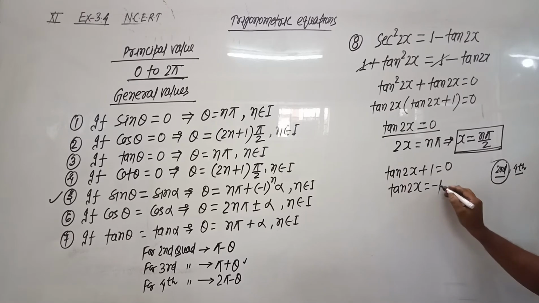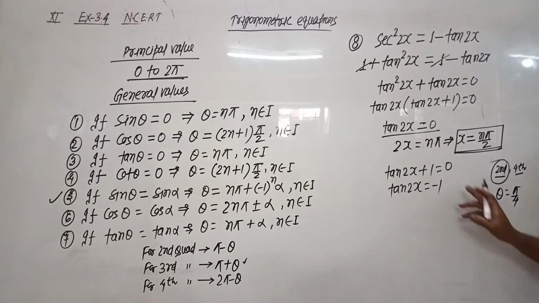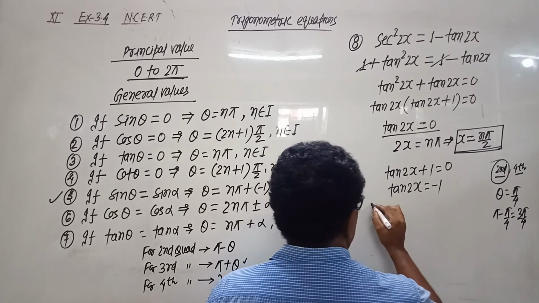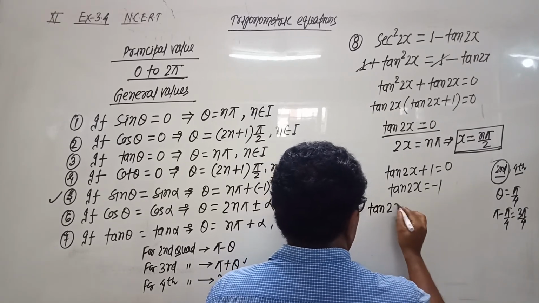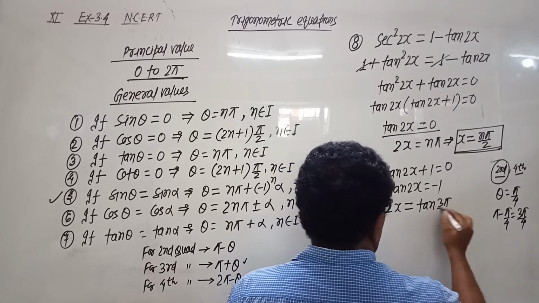So the value of theta, meaning 2x, is pi by 4, the positive value. The value of tan pi by 4 is 1. And for the second quadrant, we use the formula pi minus theta. So pi minus pi by 4 gives us 3 pi by 4. So tan 2x equals minus 1 is written as tan 2x equals tan of 3 pi by 4.